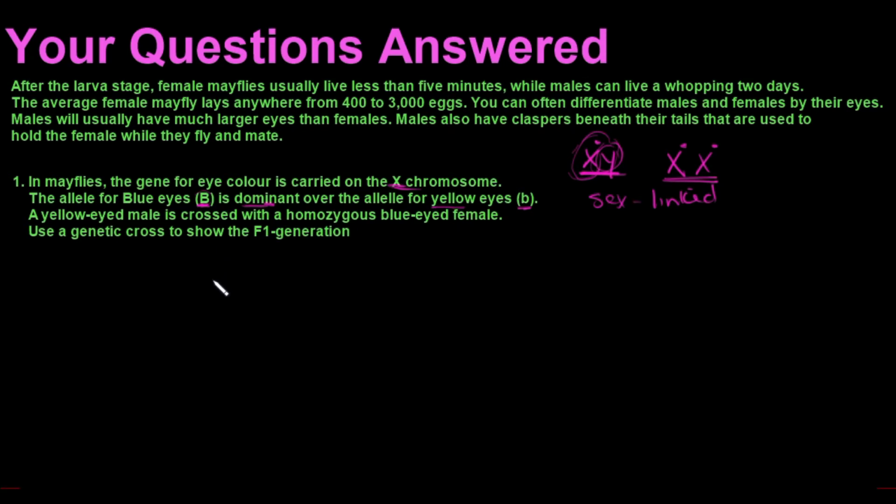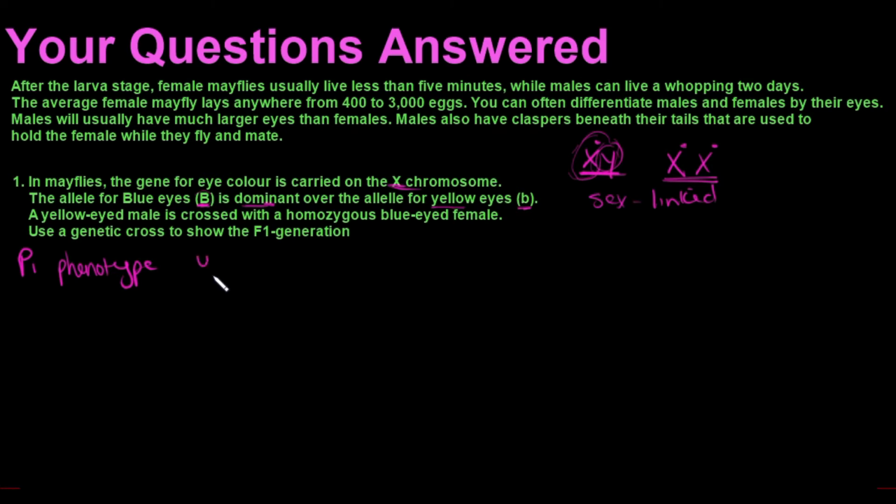I'm assuming that you already know how to do a genetic cross. If you don't, check out the previous videos. So I'm just going to get started straight away. We always start with P1, the parental generation, and we will start with phenotype. So what is the P1 phenotype?